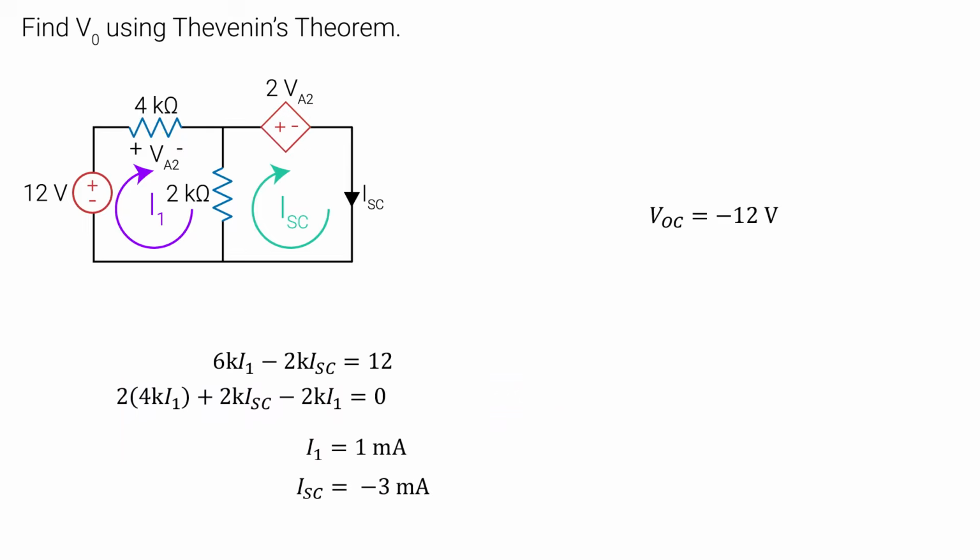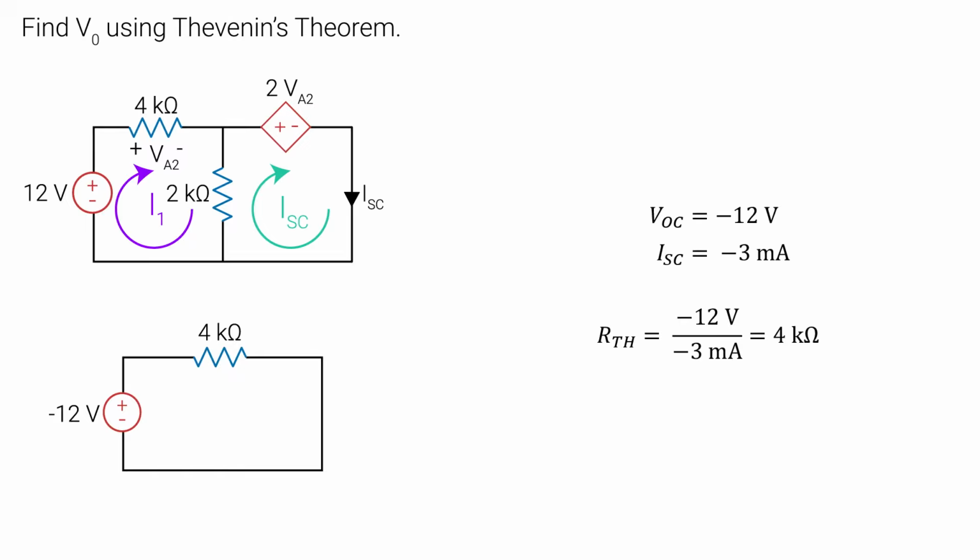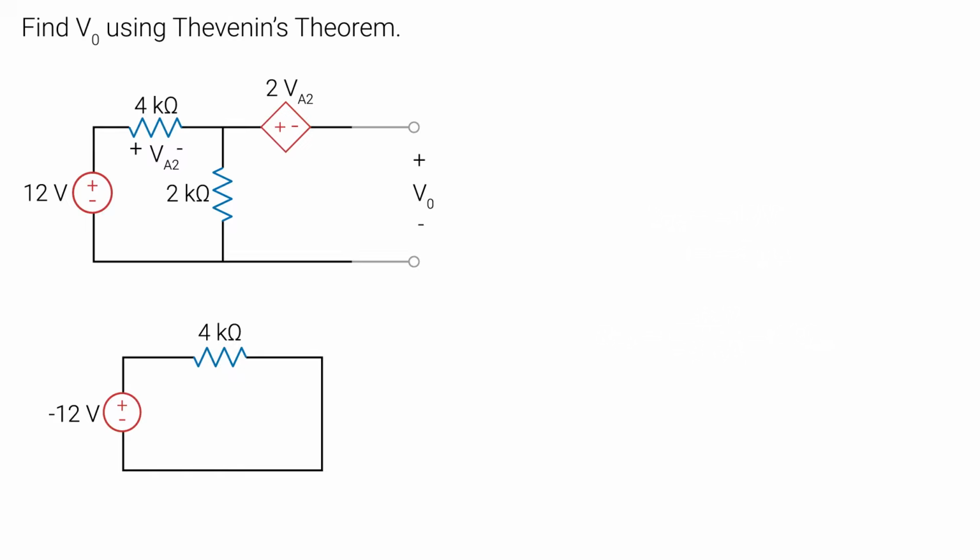We now have both VOC and ISC, so we can get RTH. RTH is equal to VOC divided by ISC. It's finally time for us to draw our circuit. So we have our voltage source in series with our resistor. Note here that our voltage is still negative 12 volts since we follow the same positive direction as our VOC. Lastly, we can place our load here.